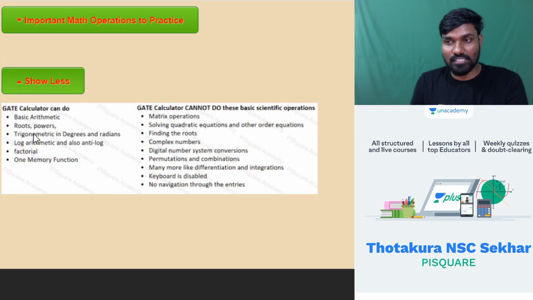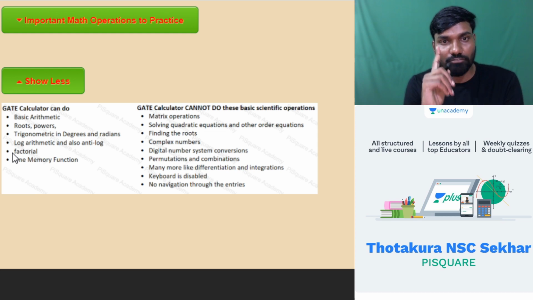Before getting into that, what are the possibilities which you can do from the GATE virtual calculator? The possibilities are basic arithmetic operations, roots and powers, trigonometric functions in degrees and radians, logarithmic and anti-log, factorial, and you have one memory function.